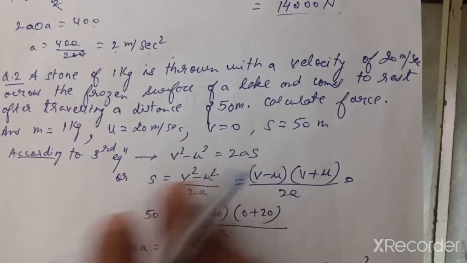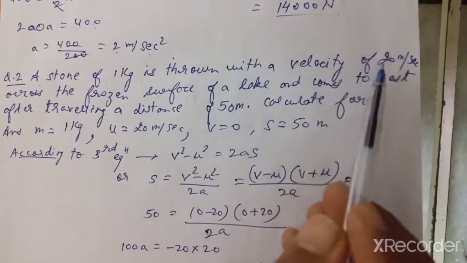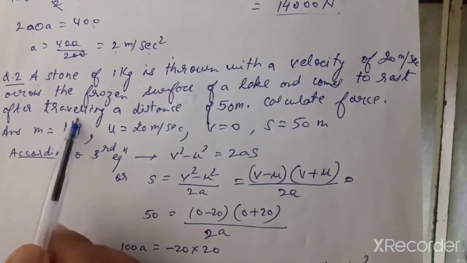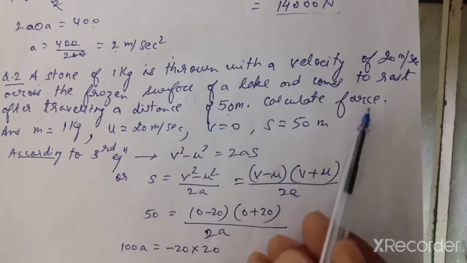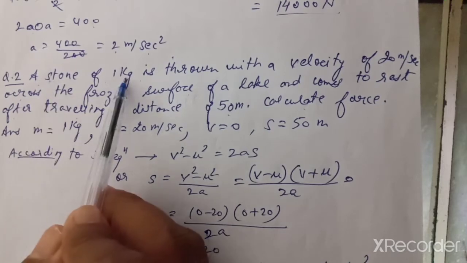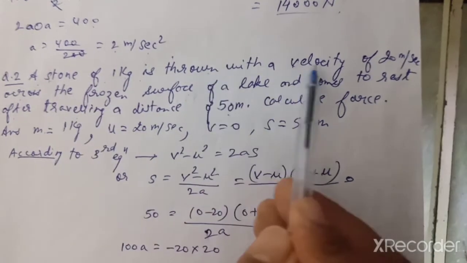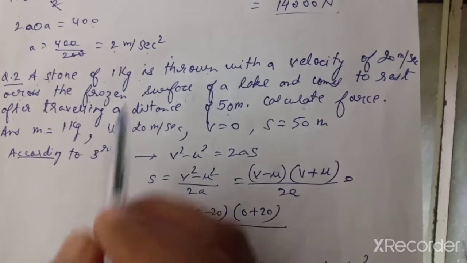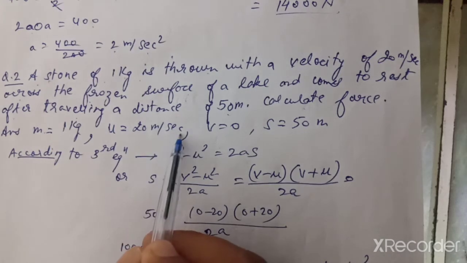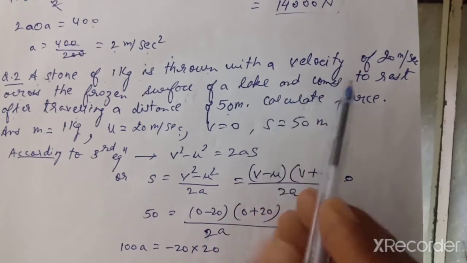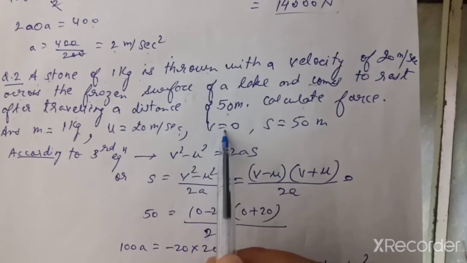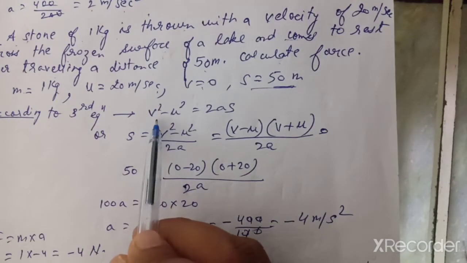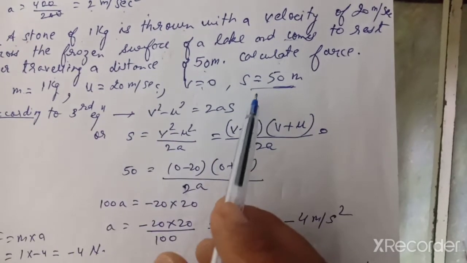Now another question. A stone of 1 kg is thrown with a velocity of 20 meter per second across the frozen surface of a lake and comes to rest after traveling a distance of 50 meters. You have to calculate the force. So m is 1 kg, thrown with a velocity of 20 meter per second across the frozen surface of a lake. It means the initial velocity is 20 meter per second. After covering a certain distance it comes to rest, so final velocity is 0, and the distance it is covering is 50 meters.